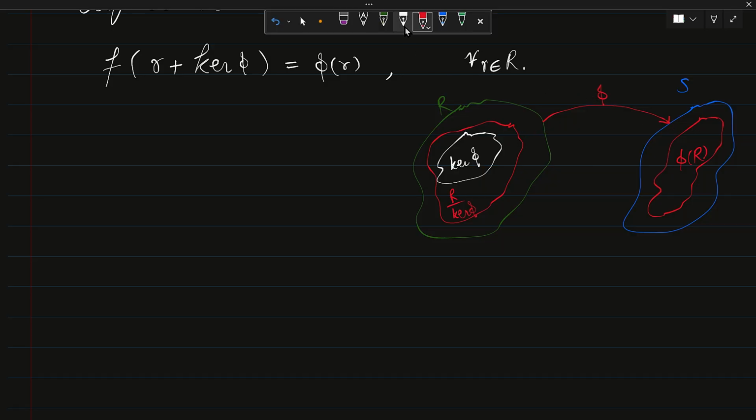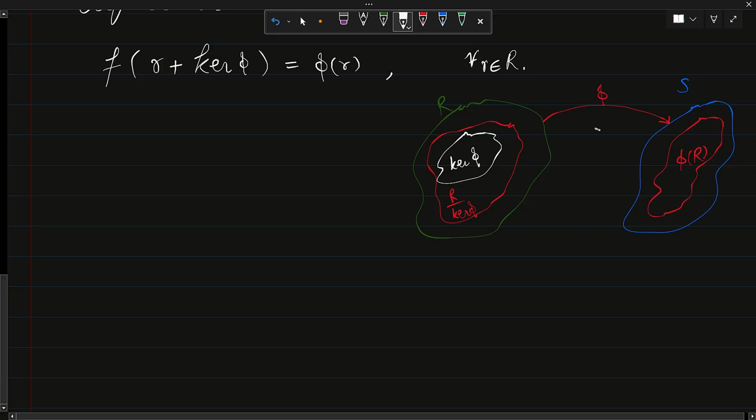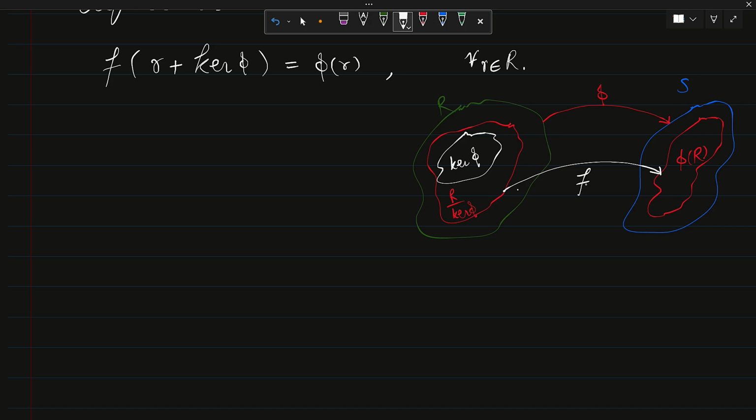Okay, and now we are defining a function from this R upon kernel of phi to phi of R. So we are going to have a function from this to this, and this mapping is f. So we have R to S, then kernel of phi, and then R upon kernel of phi, and from this set we have a mapping from R by kernel of phi to phi of R. Okay, so this is the scenario we have.